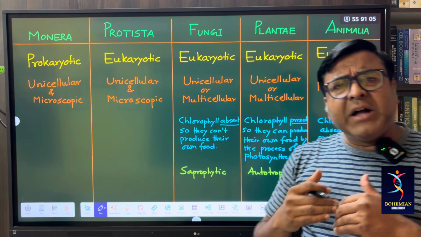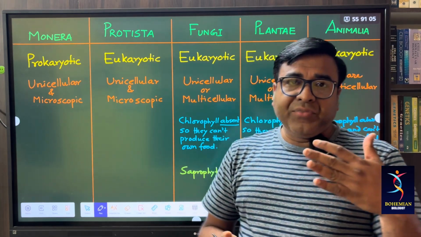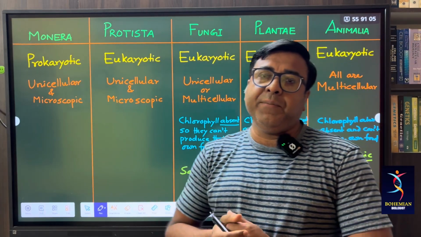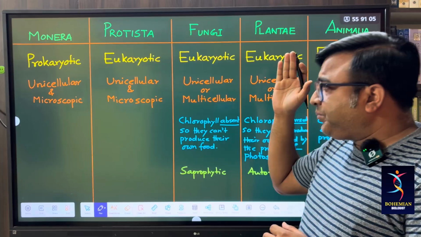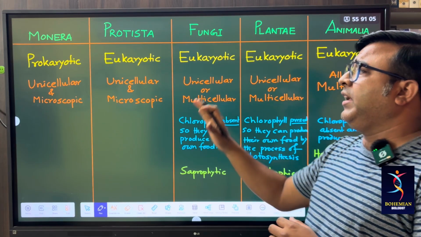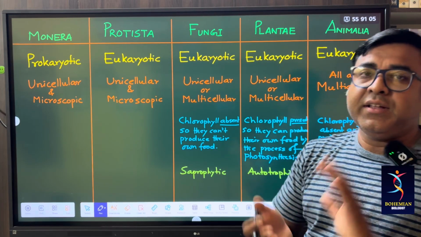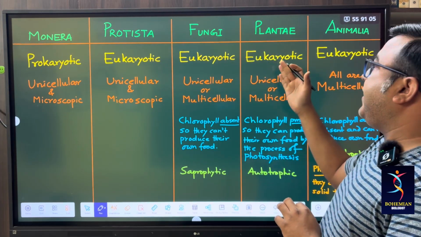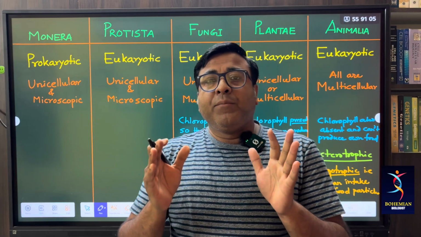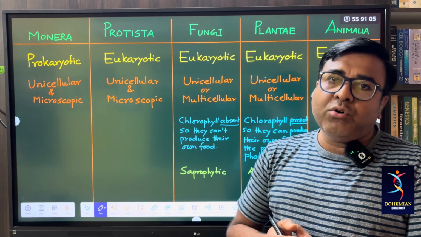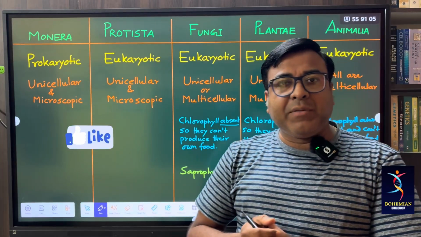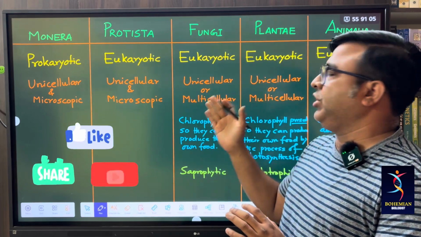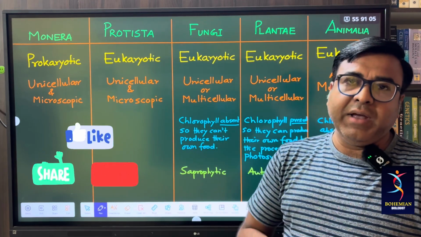There are many more differences. I will give lectures on Monera, Protista, fungi, plantae and animalia separately in different classes. Here I am just discussing the major, distinctive differences between them. So from this class you have learnt about the 5 kingdom classification and the major differences between the 5 kingdoms, that is Monera, Protista, fungi, plantae and animalia. Thank you.